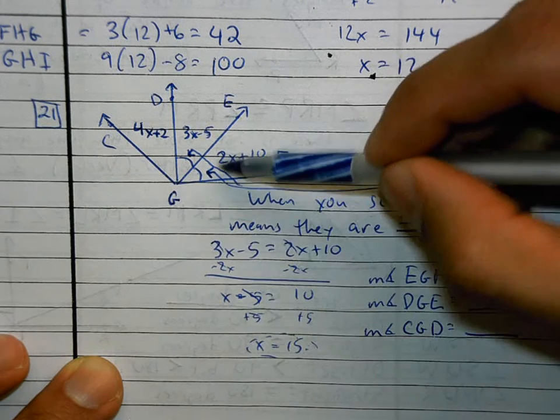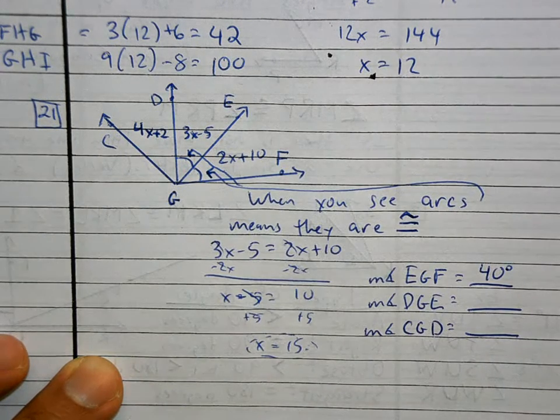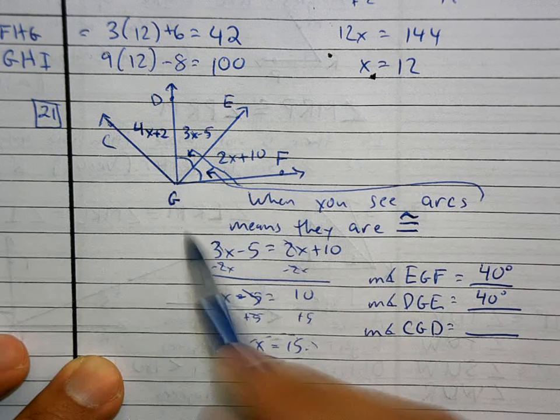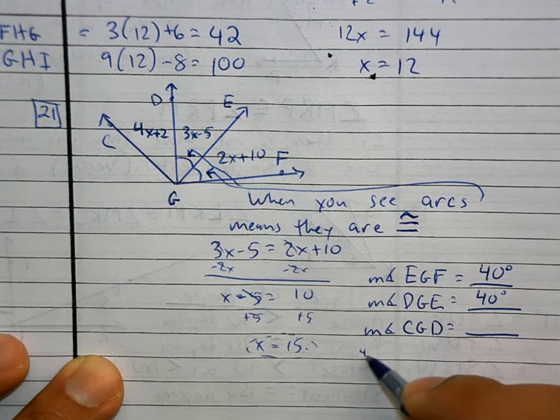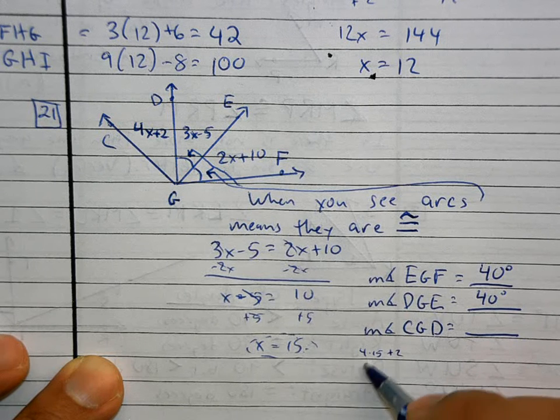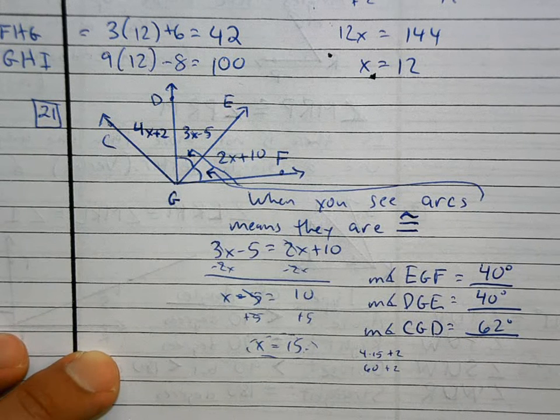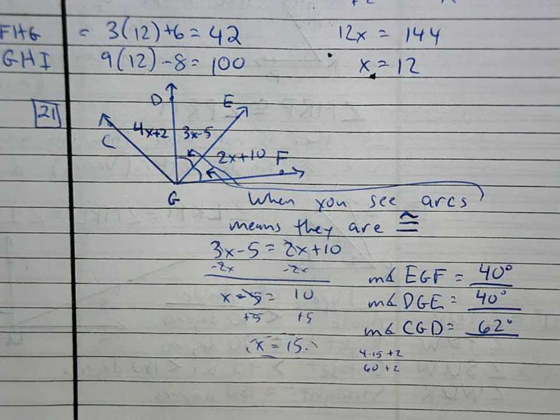And if this is congruent to that one, then DGE has to also be 40 degrees. So the very last one, CGD, I still plug in 15. 4 times 15 plus 2. I believe that's 60 plus 2, which gives me 62 degrees. I wanted you to have that as an example for 21. You'll be doing a slightly different problem for 22 and 23, but they're very close to each other. That way you have that as an example.